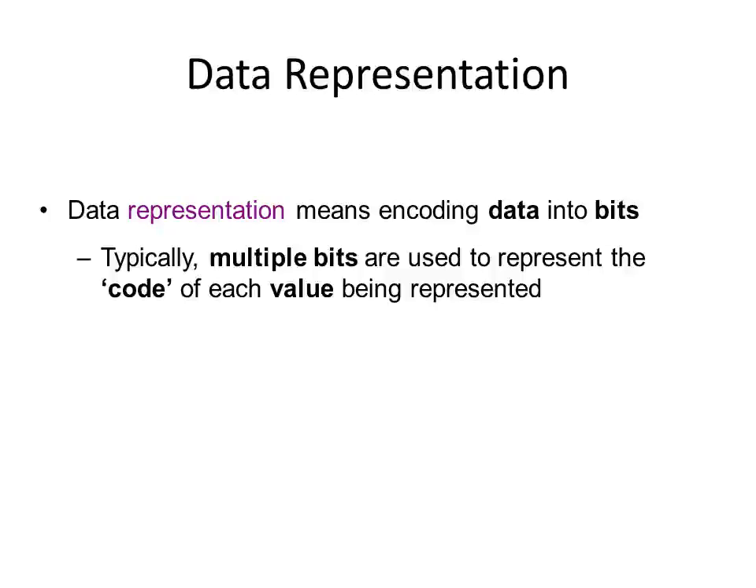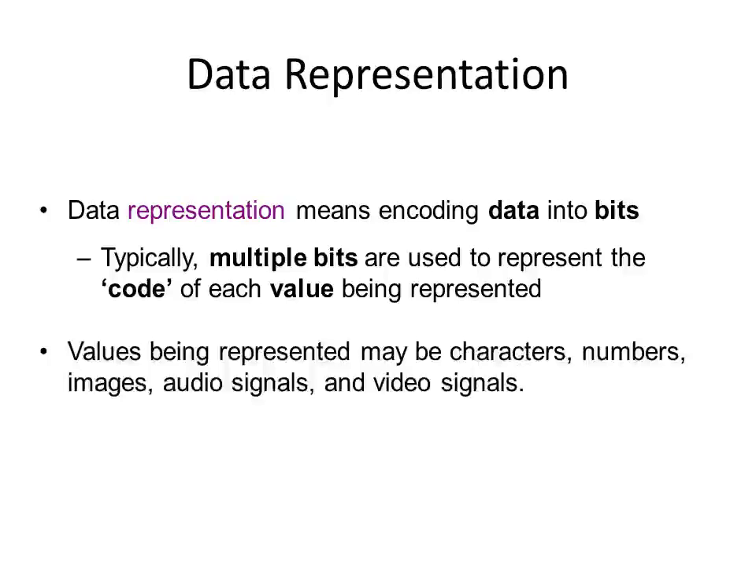When we press any key on the keyboard, it encodes the value in a binary format. That is known as a code, and this code is in the binary number system. The values being represented may be characters, numbers, images, audio signals and video signals.